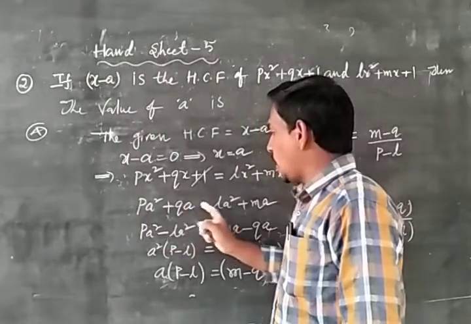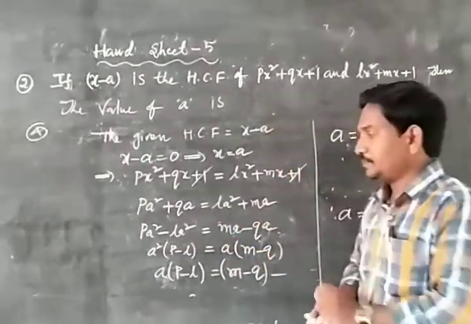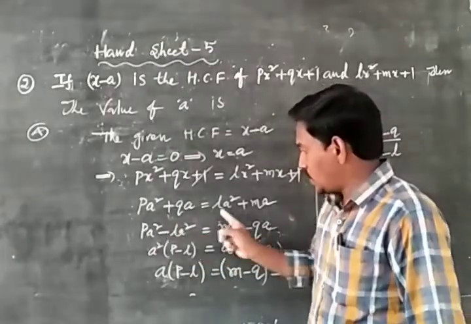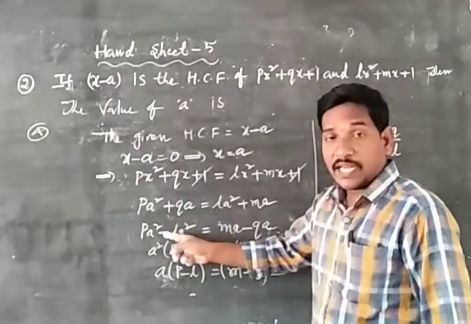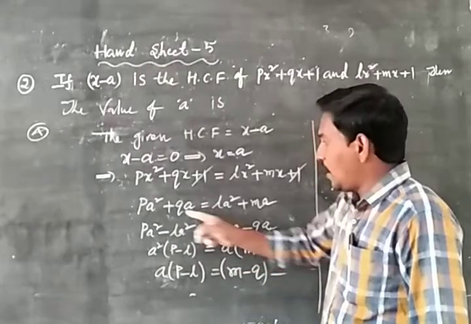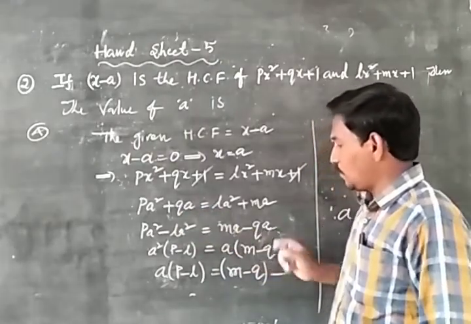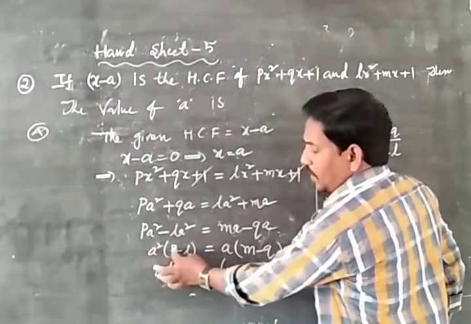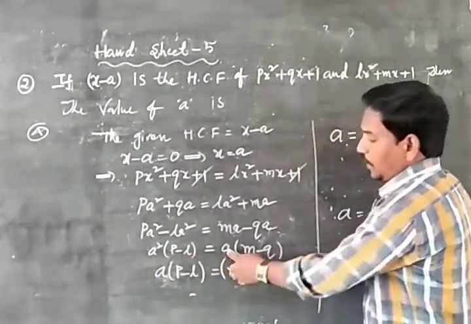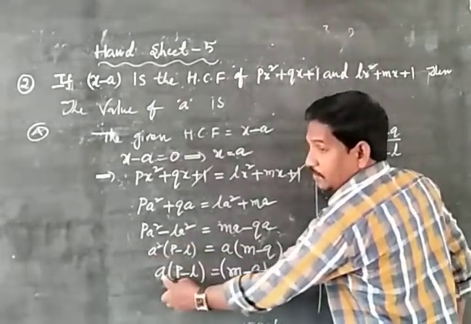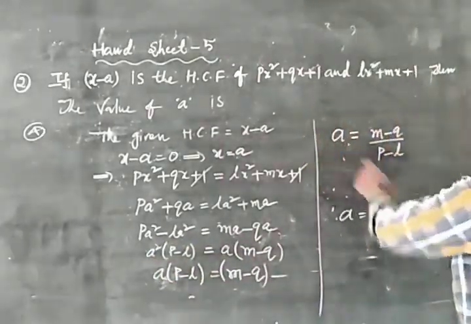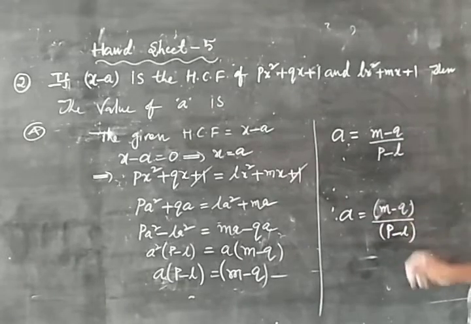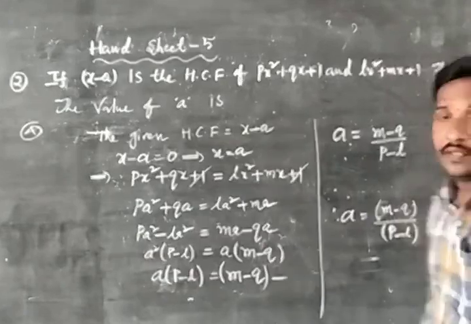pa square plus qa equal to la square plus ma. By transposition, pa square minus la square on the left, equal to ma minus qa on the right. Here a square is common; after taking a square common, p minus l. On the other side a is common, and cancelling a square one time, a is the remaining one. Now a equals m minus q by p minus l. This is the answer.